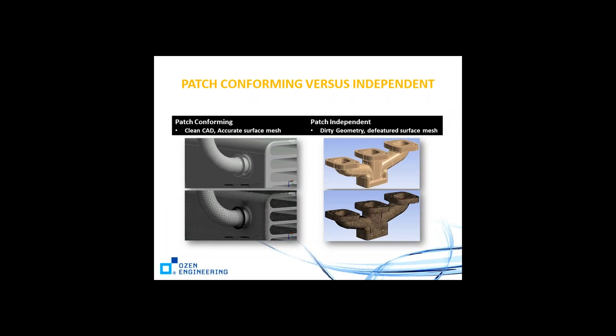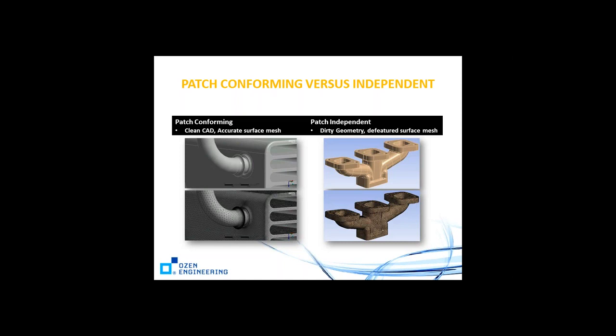The difference between them is that patch conforming has to obey and has to honor all the details in the geometry. As you see here, in this geometry, there are sharp corners, there are edges. So it pays attention to all of them, and you get a mesh. You get a nodal point at every single geometric entity.